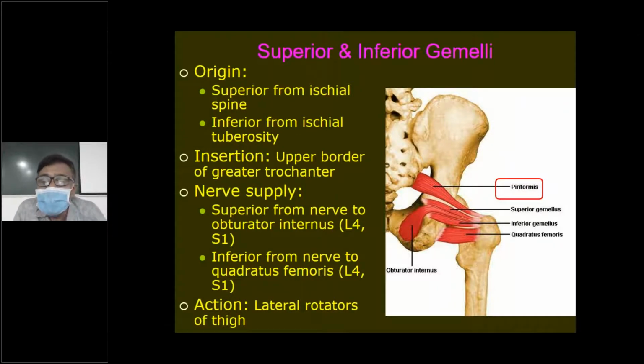Likewise, the inferior gemellus is supplied by nerve to quadratus femoris. So there is a separate nerve, again a branch of the sacral plexus from the pelvis. That is the nerve to quadratus femoris. That supplies the inferior gemellus in addition to the quadratus femoris. Again, as per the orientation, they're all lateral rotators of the thigh. So that is about the gemellae.